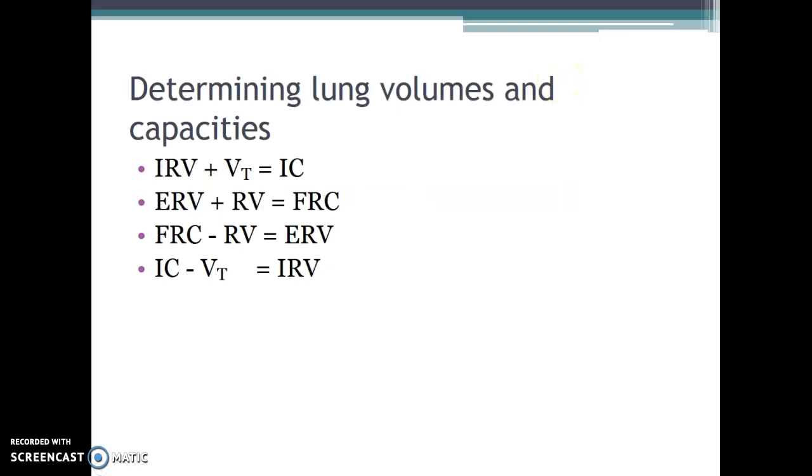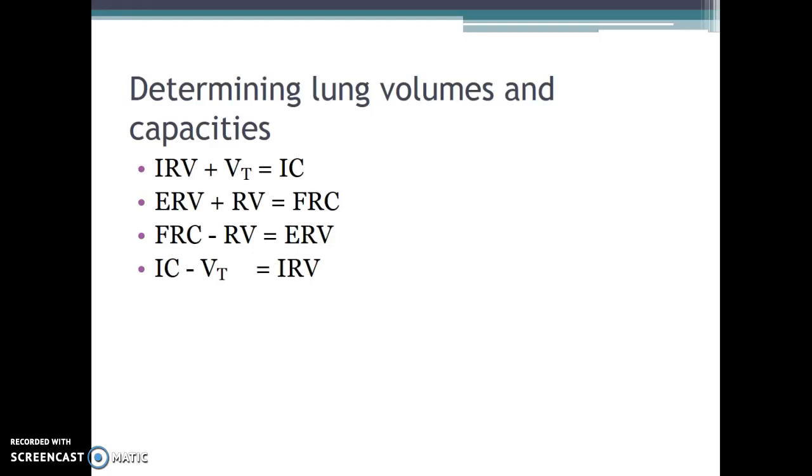All right, so determining lung volumes and capacities. If you look at your PFT box again, either on page 130 in your math book or the one in your PowerPoint, and you take IRV plus your tidal volume, you'll see that those two boxes are comparable to inspiratory capacity. So IRV plus tidal volume equals inspiratory capacity. ERV plus residual volume, those two boxes together, equals FRC, or functional residual capacity.